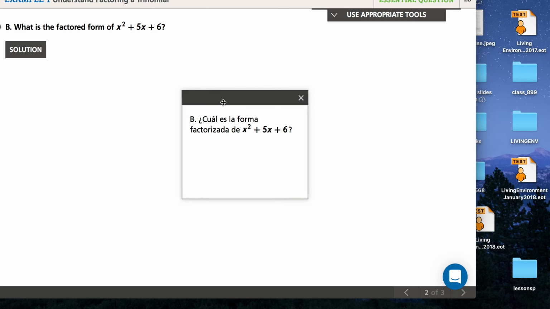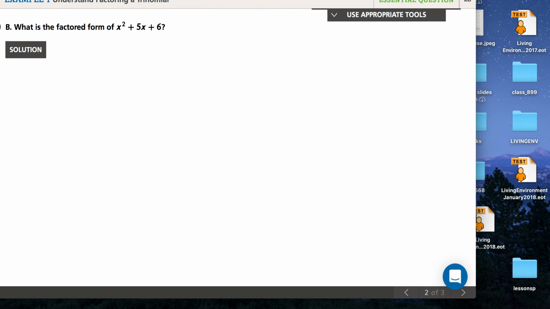Let me read. Okay, you see it in Spanish. Let's hear it in English. Part B. What is the factored form of x squared plus 5 times x plus 6?